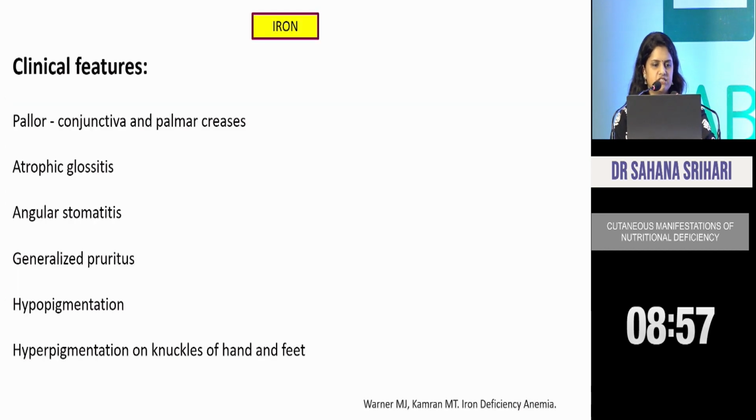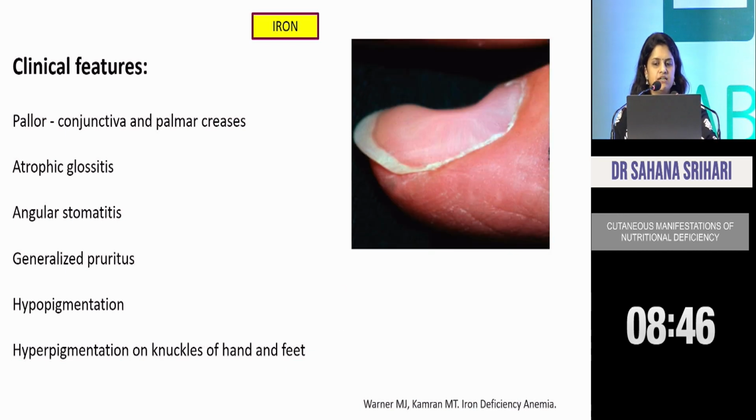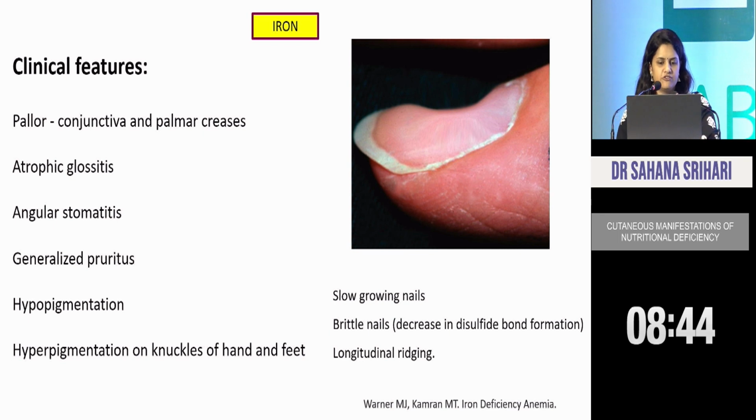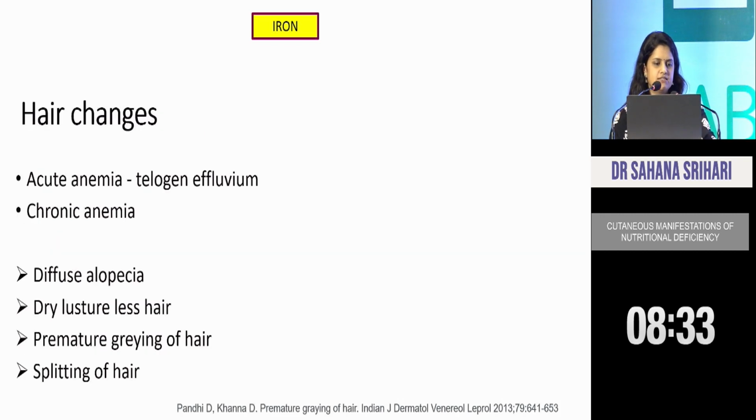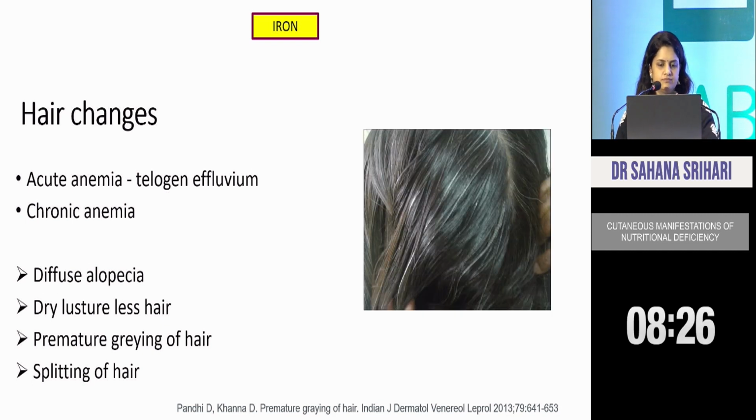Now coming to iron deficiency, the clinical features again include oral cavity lesions like atrophic glossitis and angular stomatitis. It can also present with generalized pruritus and hypopigmentation. Features in the nails are spooning of the nails or koilonychia. The nails can be brittle because of decrease in disulfide bond formation, and there can be longitudinal ridging seen in the nails. Hair changes can occur. There can be telogen effluvium, diffuse alopecia, and premature graying of hair.